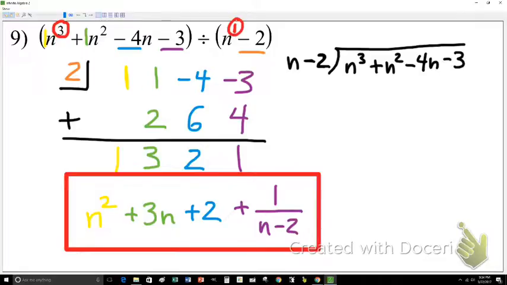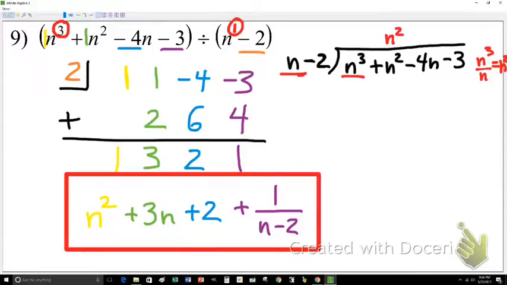The very first step to dividing this is to take and divide n cubed, the leading term on the dividend, by the leading term on the binomial we have. So we're going to take n cubed divided by n. So n cubed divided by n is just what? It's n squared, okay? Where do we put that n squared? Well, it goes in the n squared column, okay?